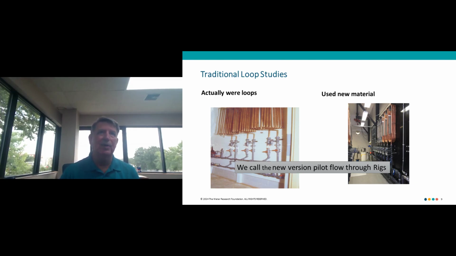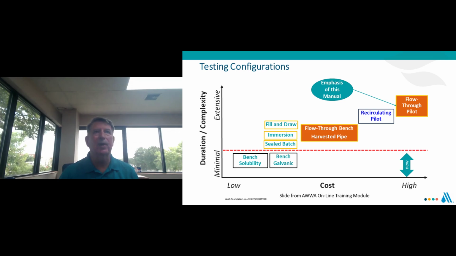Sometimes they were all copper. Sometimes they were copper with lead coupons inserted. Sometimes they were actually new lead pipe, which was purchased and put into a loop. So they were literally loops. Now we like to call them pilot flow-through rigs, harvested pipe flow-through rigs, because they aren't really loops anymore, but that term still seems to come around quite a bit.